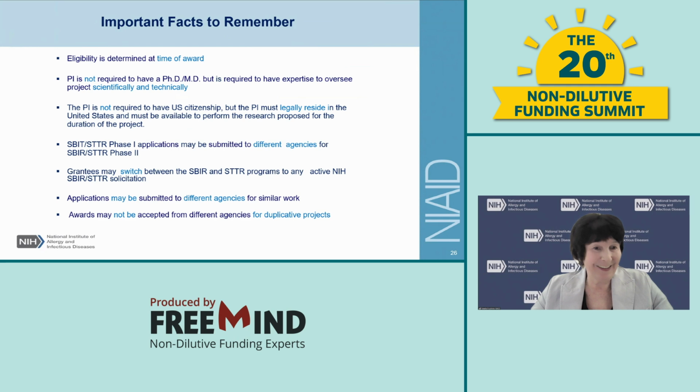Also keep in mind that SBIR STTR Phase 1 applications may be submitted to different agencies for Phase 2. And grantees can switch between SBIR and STTR programs, to any active NIH SBIR STTR solicitation. An application may be submitted to different agencies for similar work, but you're not going to get an award twice, though you can submit for similar work.